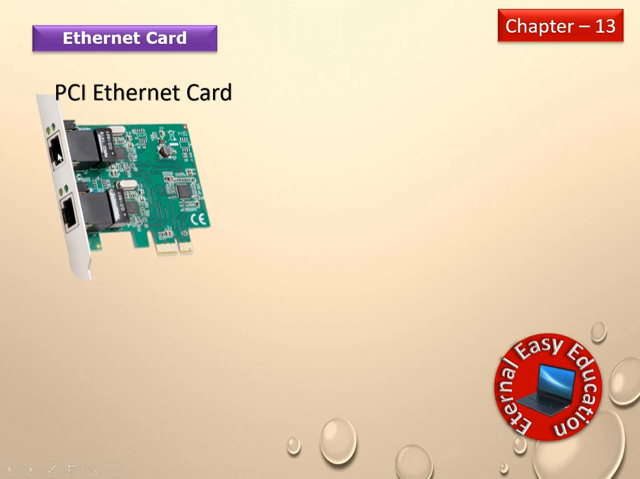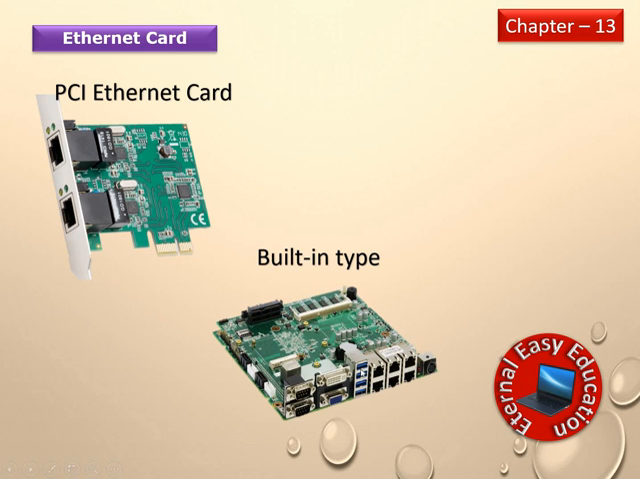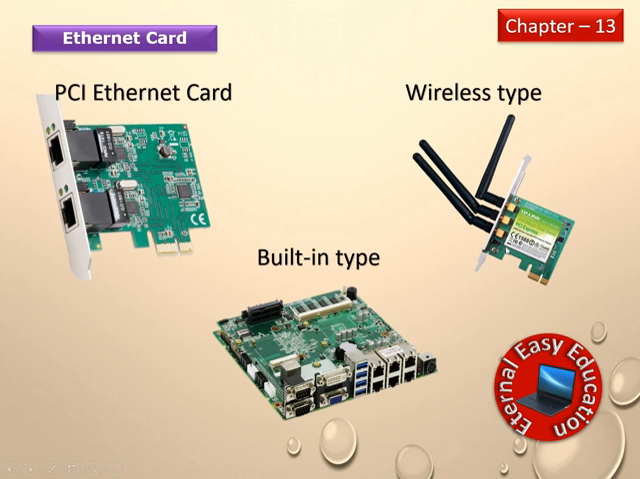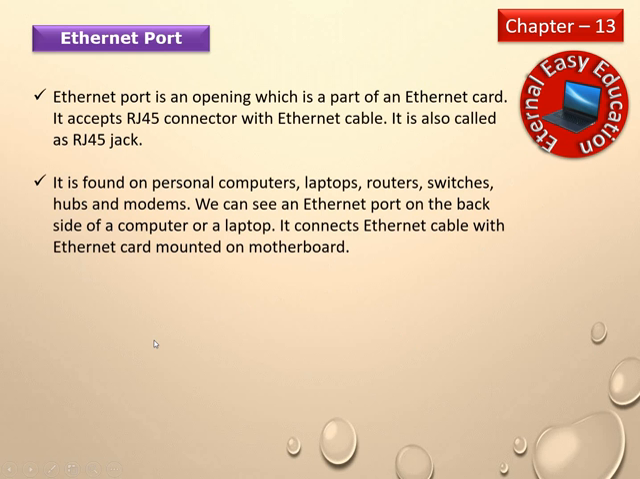So this is the Ethernet card, an expandable card which can be inserted. If you don't want it, we can remove this from the motherboard. Here the pins and the port are available. This is the built-in type. We cannot remove it. If you want, we can connect the cable or else we can leave it as it is. And this is said to be the wireless type. So all the three modes are available.